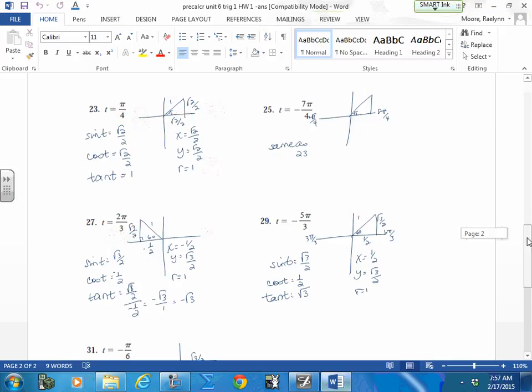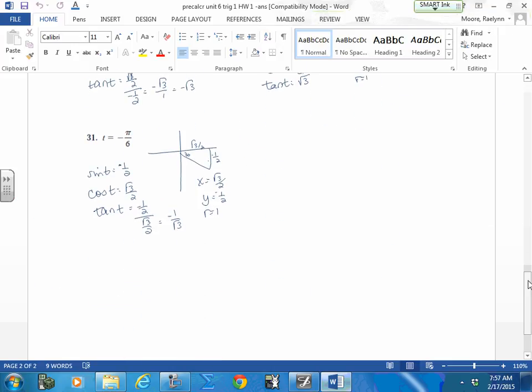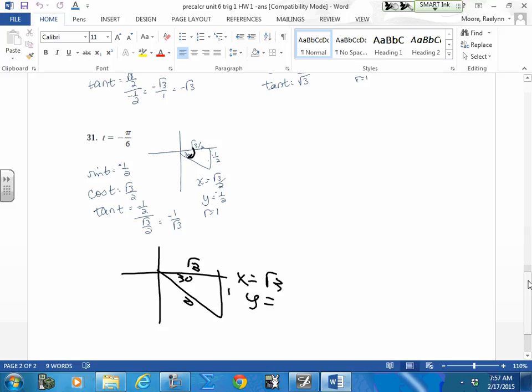And the last one, negative pi over 6, that one had a 30-degree reference angle. And you can label it any way you like. X is equal to radical 3, y is equal to negative 1, and r is equal to 2. The radius is always positive. Always positive. No matter what quadrant you go, the radius is a measure from the center to the end of the circle.